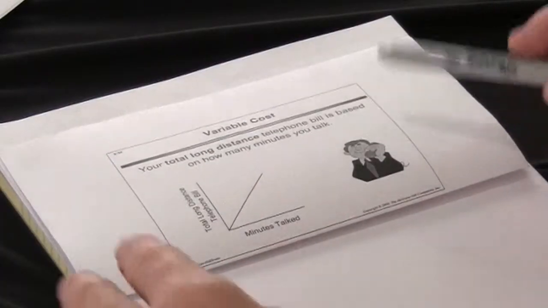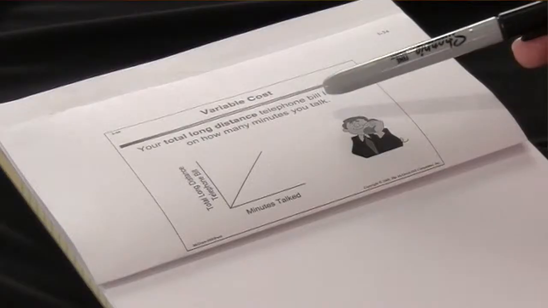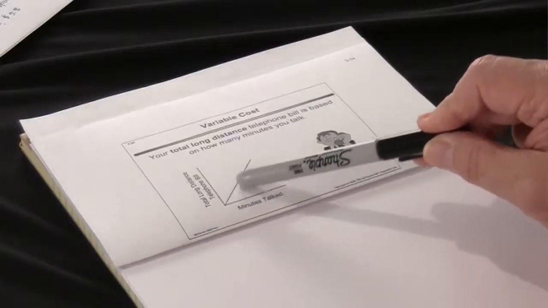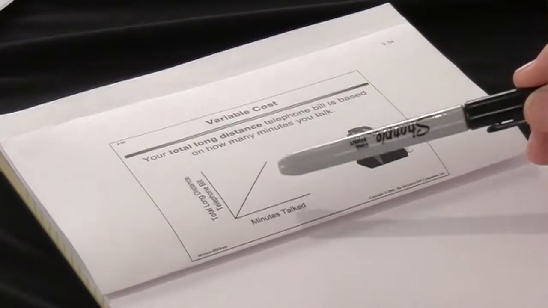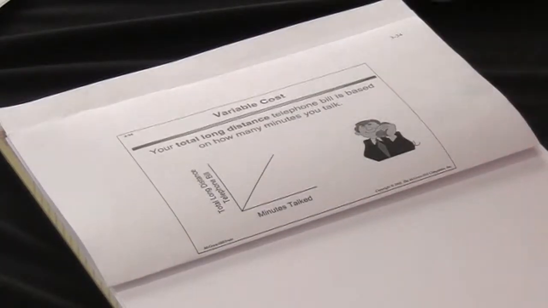A variable cost, let's be clear on a definition. Direct your attention to this slide. I don't particularly like the illustration of the example, but I like the slide. Variable cost is any cost that increases and decreases proportionally with volume or activity change. So for example, let's just assume for the moment, this illustration here is minutes talked on the x-axis, and on the y-axis it's total long distance telephone bill.